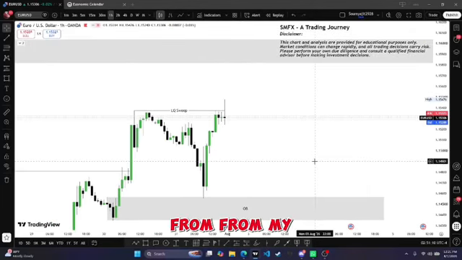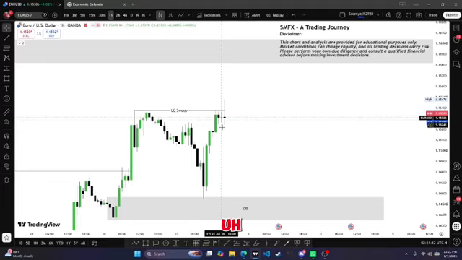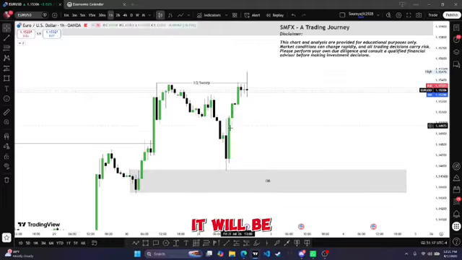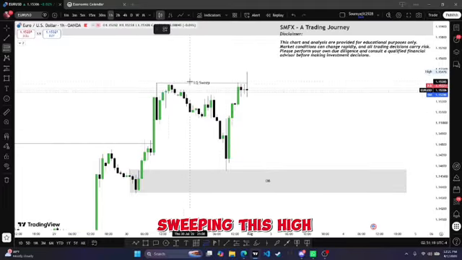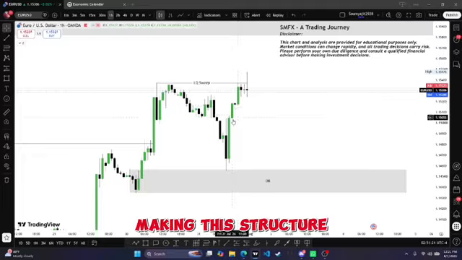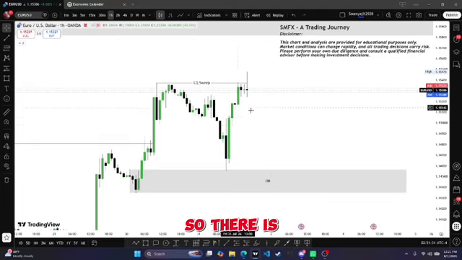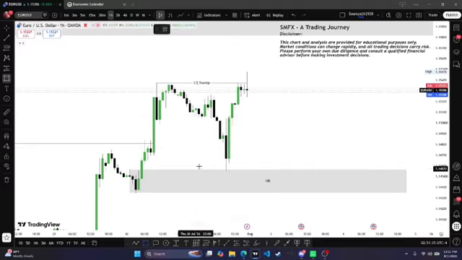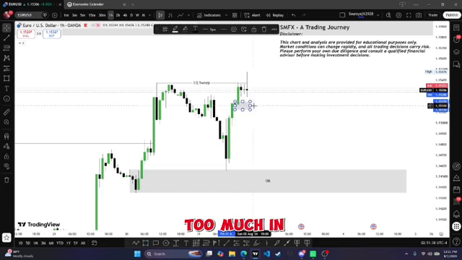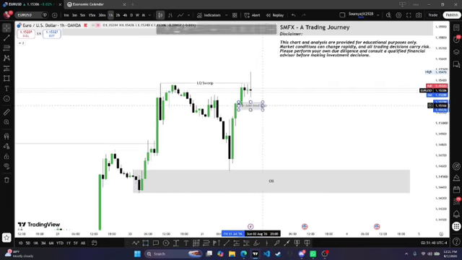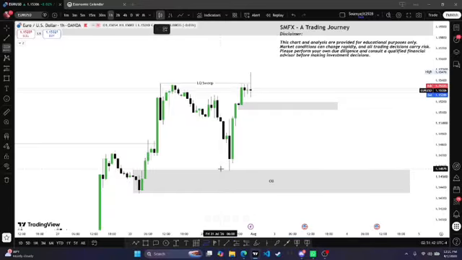But from my perspective, I would not take anything over here, because it will be risky. We are right now sweeping this high and also making this structure that does not have any order block for us to take our trades. I take trades based on order blocks, so there is no use in looking at this FVG and stuff. Okay, there is this order block, but it is too much in premium.